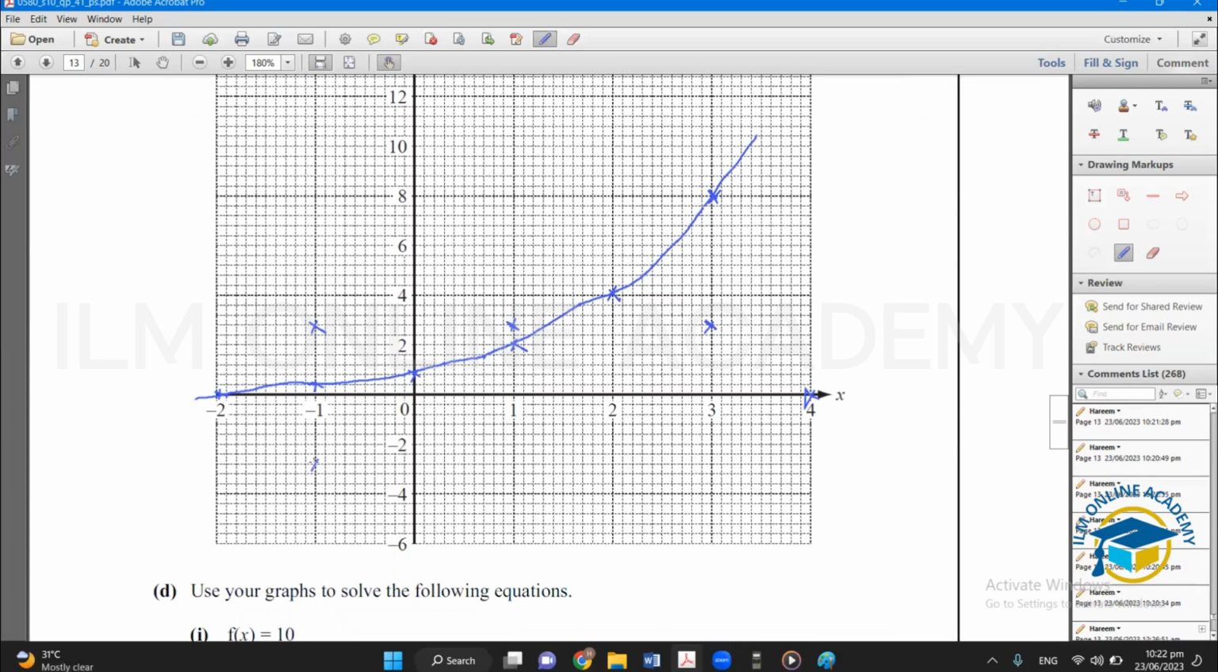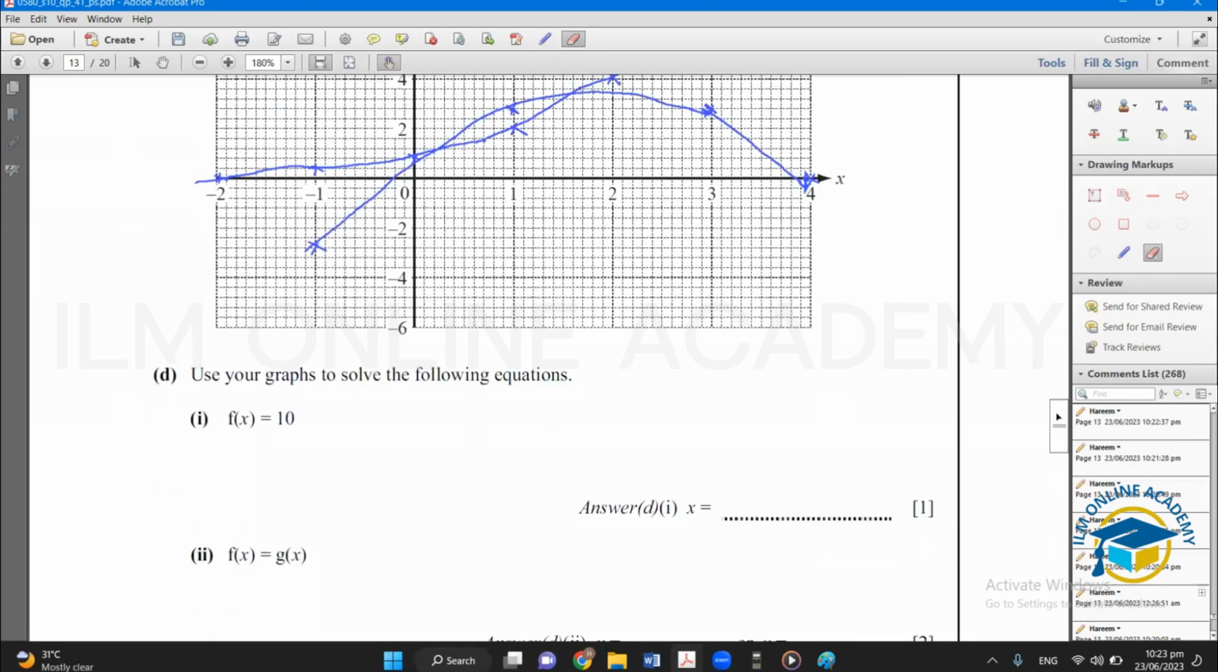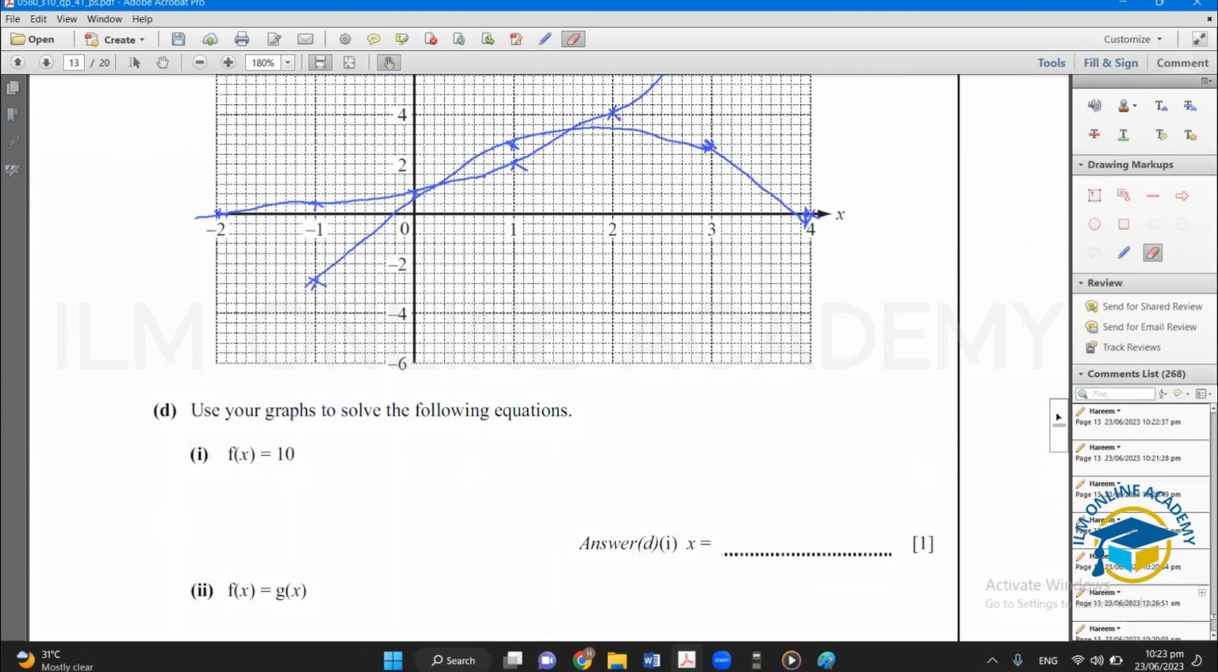It's here. So we're going to make a parabola type. Okay, this is not the point. What we have to do is just draw from the table. Use your graph to solve the following equation. We have to use our graph and solve the following equation.